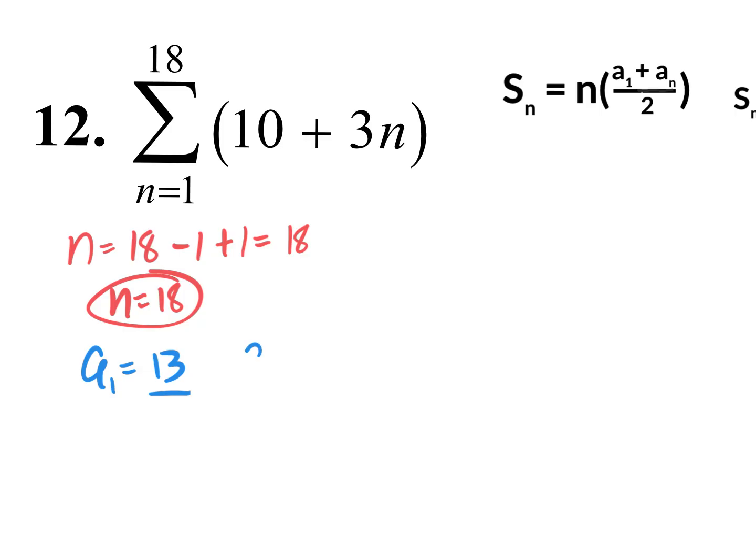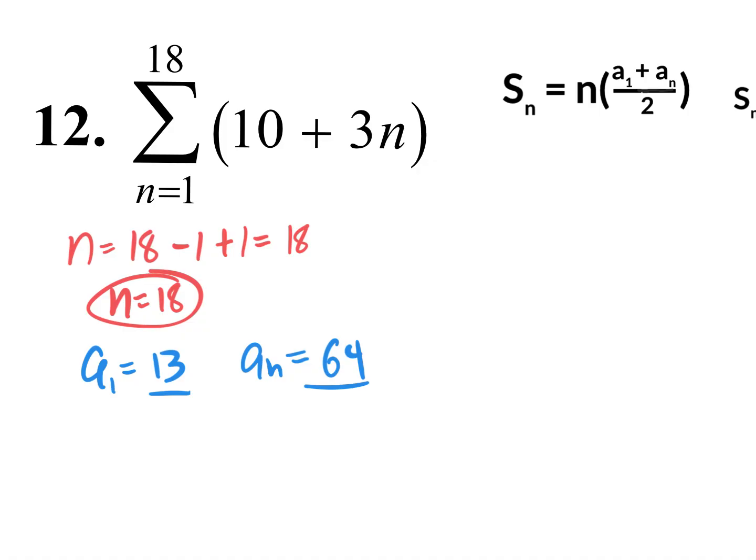How about your last number, a sub n? Your last number is going to be simply plugging in that 18 right there. And of course, it'd be good to do it with a calculator to help you. 3 times 18, I'm doing it with the calculator, is 54, plus 10 is 64. So a sub n is 64.